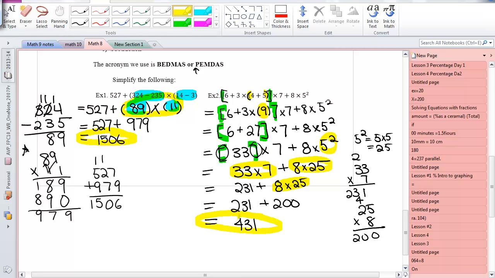So again, my suggestion for these is try and be really organized. Keep your lines. Keep writing out what you haven't done. On the side, do your work. Okay? So you can see everything there.